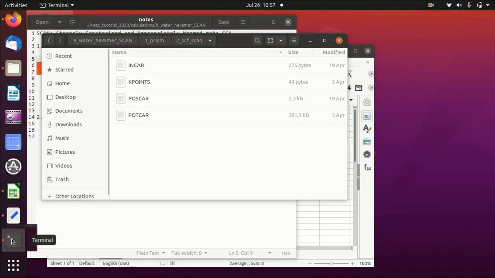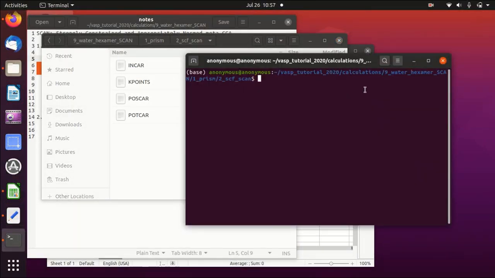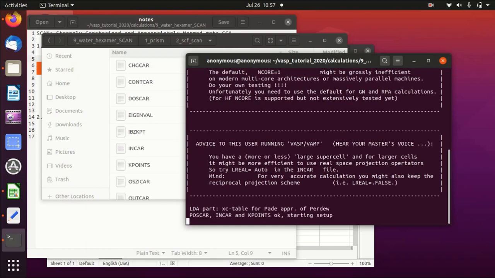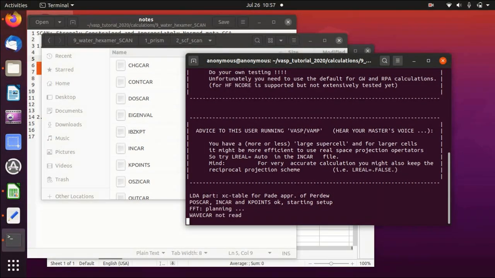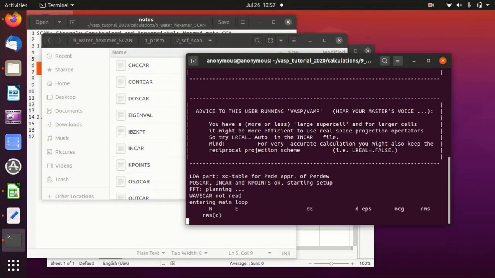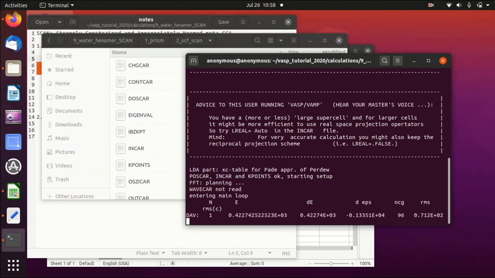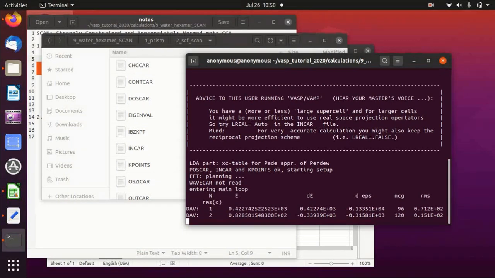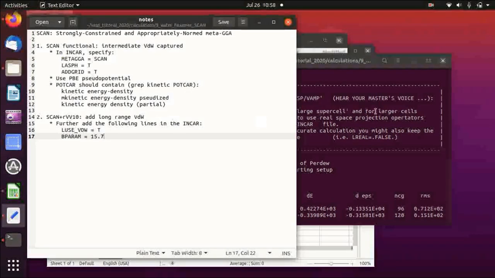Now we can start the calculation. Go to the folder and then mpirun. We use 6 cores and vasp_gam. So this is a gamma point calculation, which should be a little bit faster than the standard calculation. And this is going to take a while because this is meta-GGA, which is a little bit more expensive than usual GGA. But still, this is much faster than hybrid functionals, and is very precise. So we just wait a little bit. Maybe I pull this into the foreground.